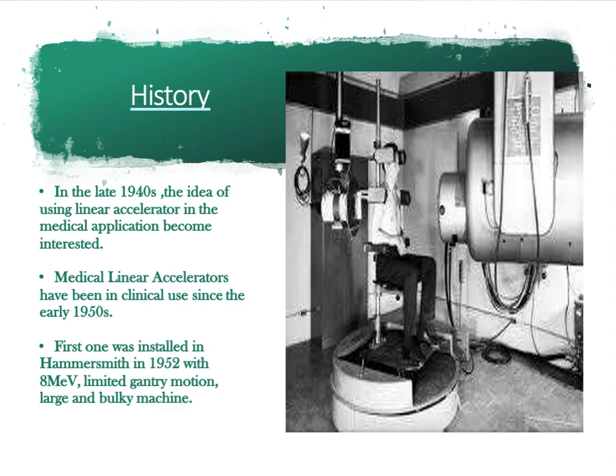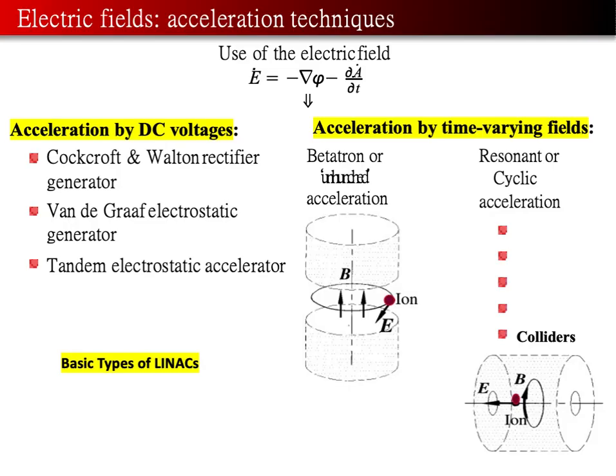Let us go into the details of how this linear accelerator works and the principle behind it. Generally, we use electrostatic fields to accelerate electrons. Previously we have seen acceleration by DC voltages, like the Cockcroft-Walton rectifier generator and the Van de Graaff electrostatic accelerator. Now it is different: acceleration by time varying fields, that is, resonant or cyclic acceleration. Of course, the betatron is also there; we are going to have that lesson in coming days.